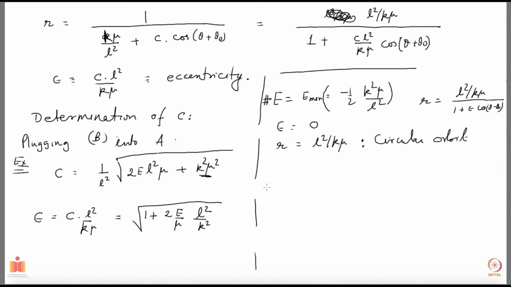Now let's look at the next possibility. E is equal to 0. So we want energy to be 0.